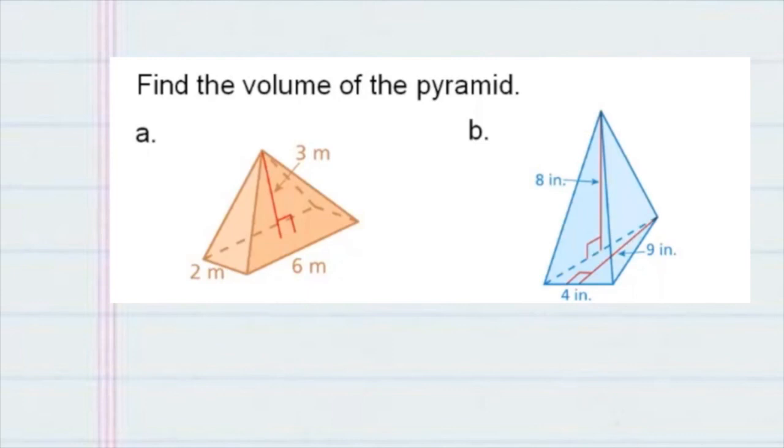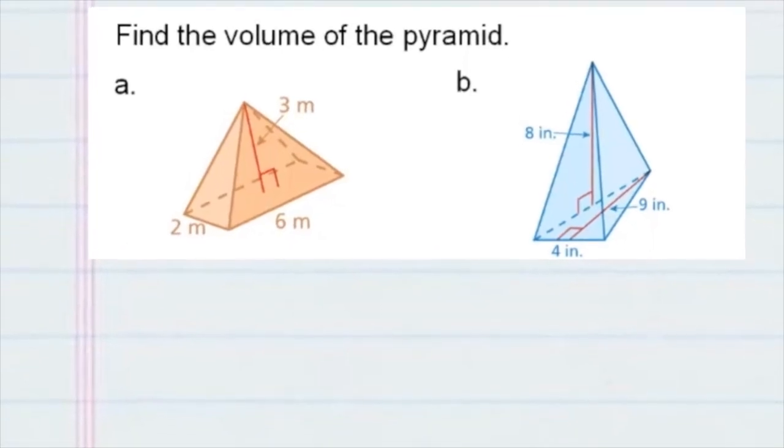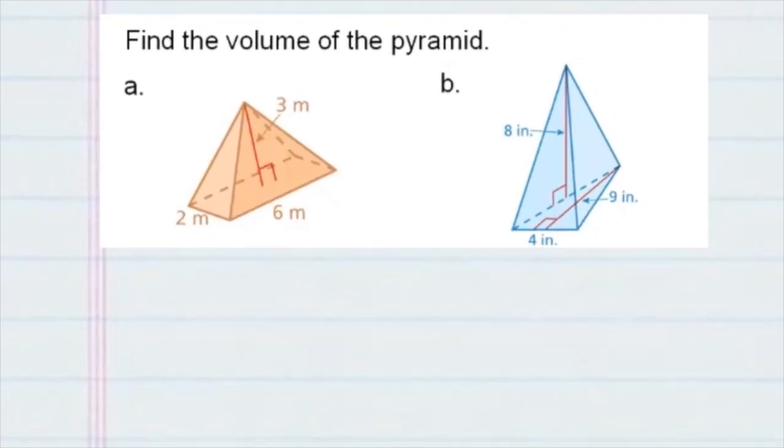So here it looks like we have a rectangular pyramid. That means the area of the base is a rectangle. So my volume, which starts out as 1/3 times the area of the base times the height. And I know that the base in this case is a rectangle. So it's a length and a width.